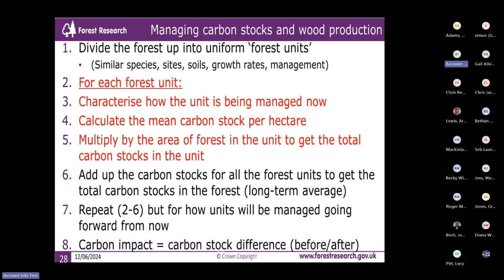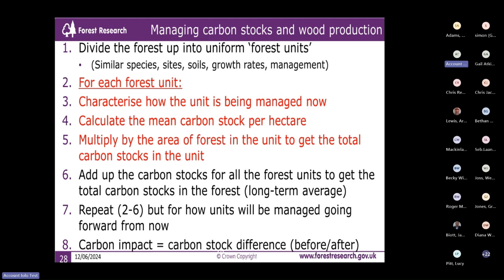Divide the forest up into uniform forest units, and then for each forest unit, you could characterize how the unit is being managed now, and you could calculate the mean carbon stock per hectare in the trees for that type of management. And I've shown you how to do that. You've seen all those graphs. You can use the models to work out those average carbon stocks for different combinations of species, growth rate, and management. Then you multiply the area of that forest unit by that mean carbon stock, and that tells you the total carbon stock in that area of forest unit. Then you add up the carbon stocks for all the forest units and you get the total carbon stocks in your forest in terms of a long-term average.